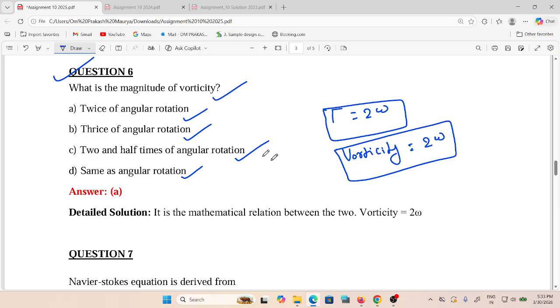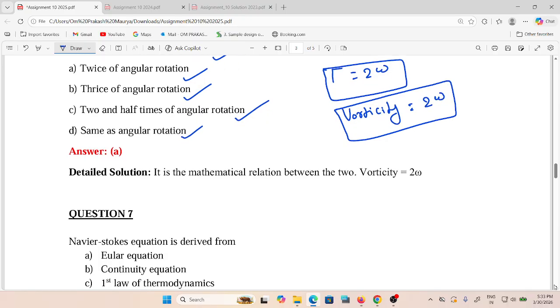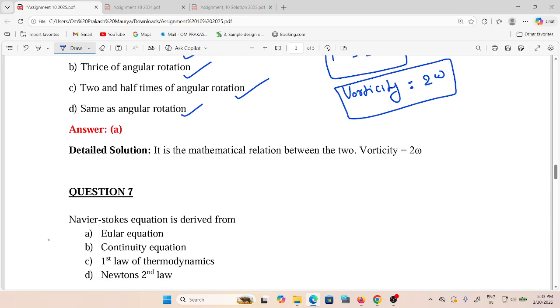Okay, so now I will move on to the next question, question number 7. The Navier-Stokes equation is derived from Euler equation, continuity equation, first law of thermodynamics, or Newton's second law. Your Navier-Stokes equation is derived from which of these?